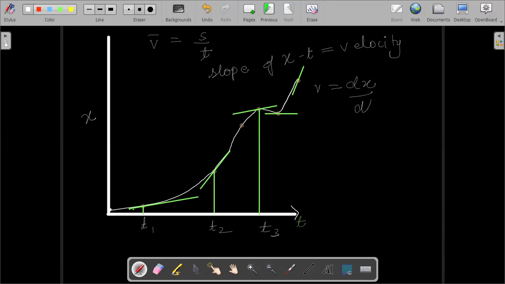So you have to remember it both ways. If you are finding the slope, you are finding dx by dt. If you are finding dx by dt, you are finding the slope of the tangent.